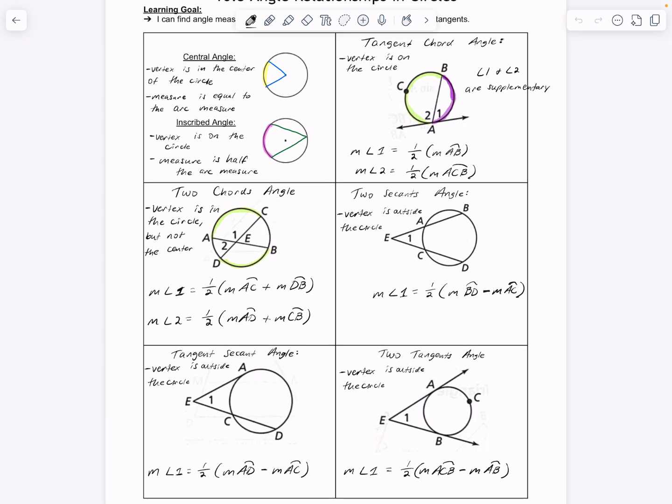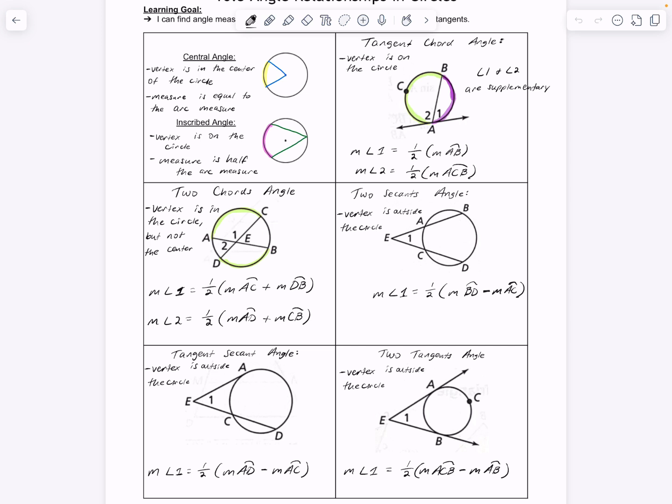I hope that as we go through them, your brain will start to see the pattern here. But if they don't right away, it's okay. Take your time. We have multiple days built in for mixed review on these different application questions with tangent chord angle, two chords and an angle, two secants and an angle, tangent secant angle, and two tangents angle.